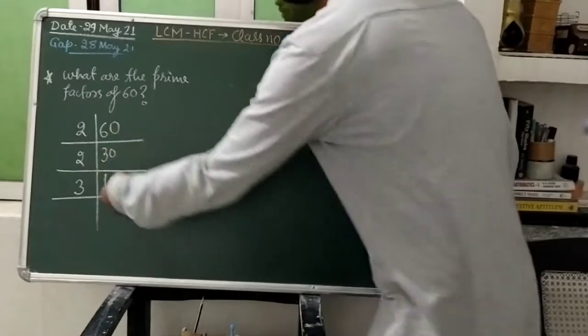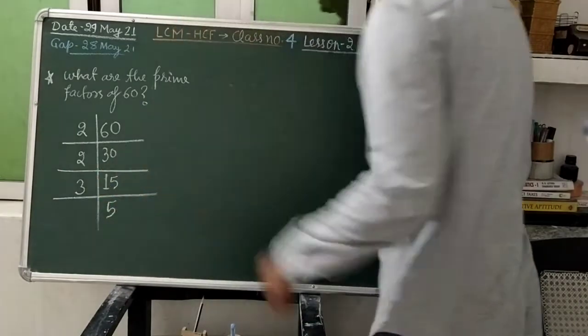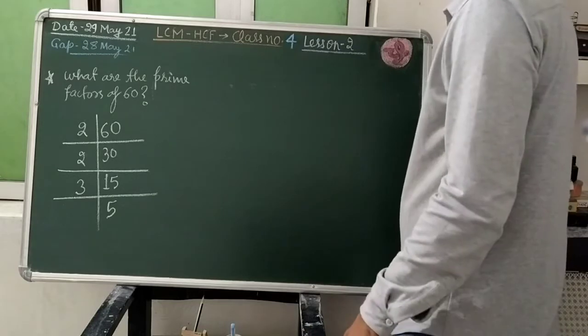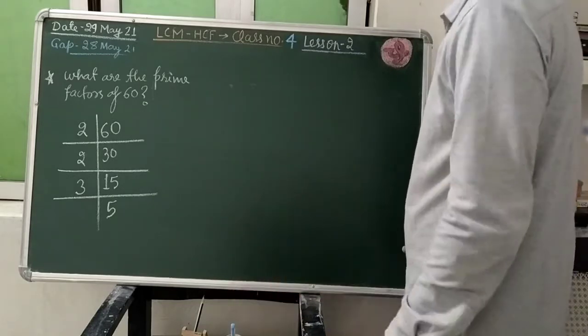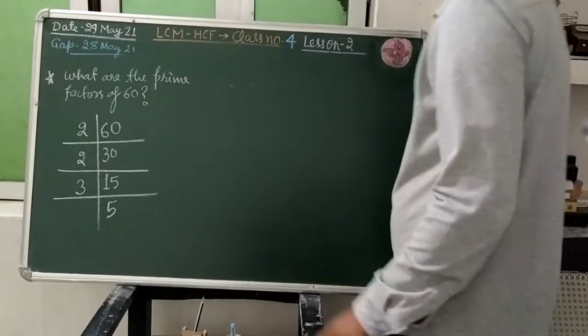And how many times will 3 divide this 15? How many times, students? 5 times. Meaning that 15, when you divide by 3, you will get 5 as your quotient, and the remainder will be equal to 0. So that quotient 5 you will write.